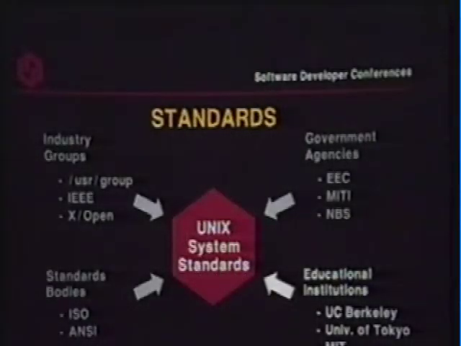And most important in establishing such agreements are educational institutions, because it's through educational institutions that people are trained and technology is popularized. In the area of educational institutions at work on Unix system standards, most important is, of course, the University of California at Berkeley, whose variant, the Berkeley system, is one of the major variants unified in Unix System 5, Release 4.0.